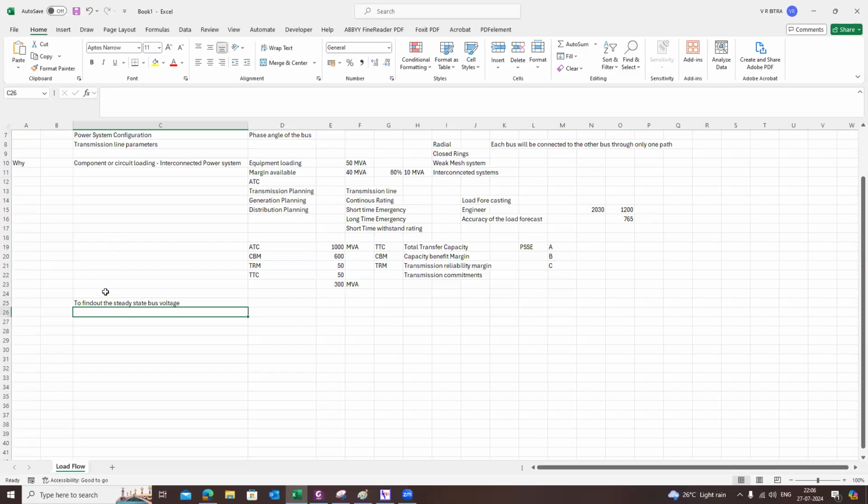To find out the steady state bus voltage. Again, to an extent, like finding out the steady state bus voltage for a radial system, you can use Excel sheets to calculate voltage drop, which is generally used for cables, which is a typical example of finding out the voltage at all buses in the radial system. So to find out the voltage profile or the steady state bus voltage in radial networks, you can simply use an Excel sheet also, right?